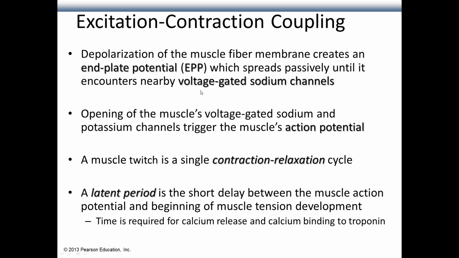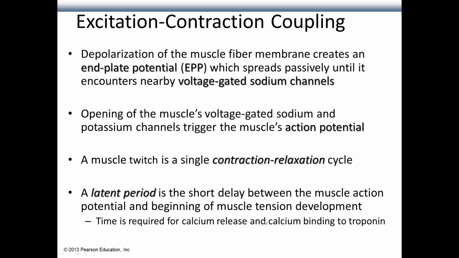Alright, excitation contraction coupling. You get an end plate potential. It spreads passively until it encounters nearby voltage-gated sodium channels. Opening of those sodium channels will trigger, and the potassium channels, of course, would repolarize the cell, will trigger the muscle cell's action potential. If you get a single action potential, you get a twitch, which is a single contraction relaxation cycle. There's a latent period, which is a short delay between the muscle signal and the development of tension, and this is because time is required for calcium release and calcium binding to troponin.